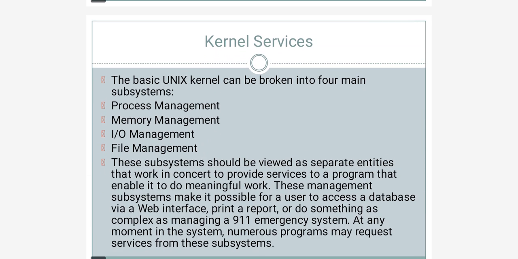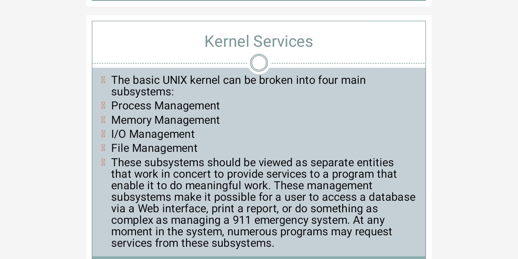And then, as we have already discussed, the subsystems of Unix kernel services like process management, memory management, and file management. To this we have one more thing named input output management. Whatever input the operating system gets, how it is going to process it, what output it is going to produce, and where we are going to store that output, those things are discussed in input output management.